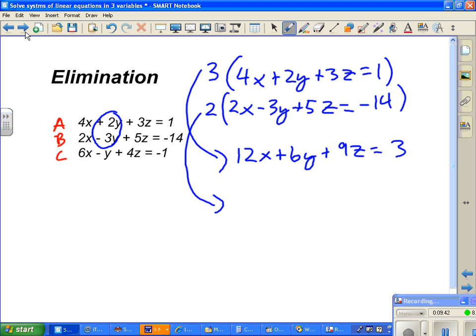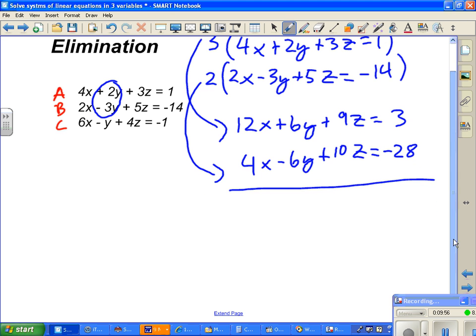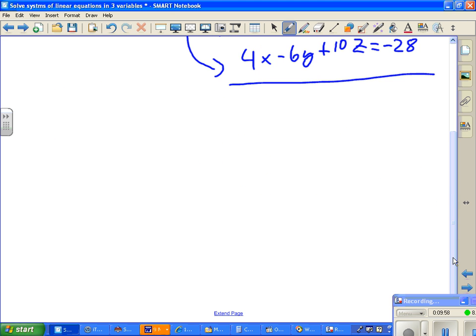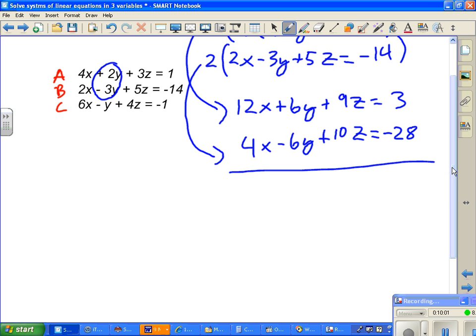And when I multiply the second equation I end up with 4x minus 6y plus 10z equals negative 28. Now we add up just like normal. We're just getting rid of one variable. So I add these up, I end up with 16x plus 19z equals negative 25. Can't really do much with that.